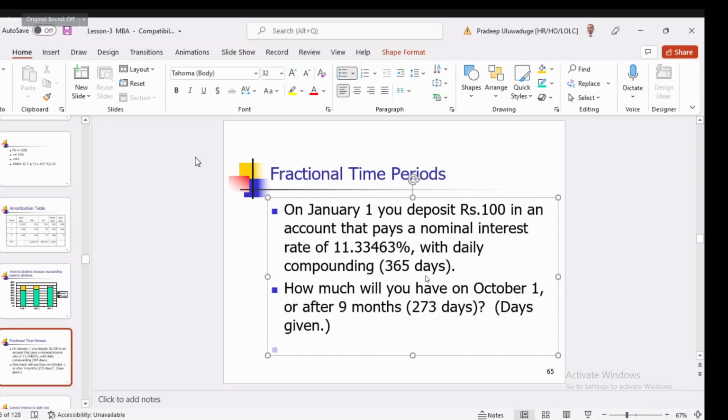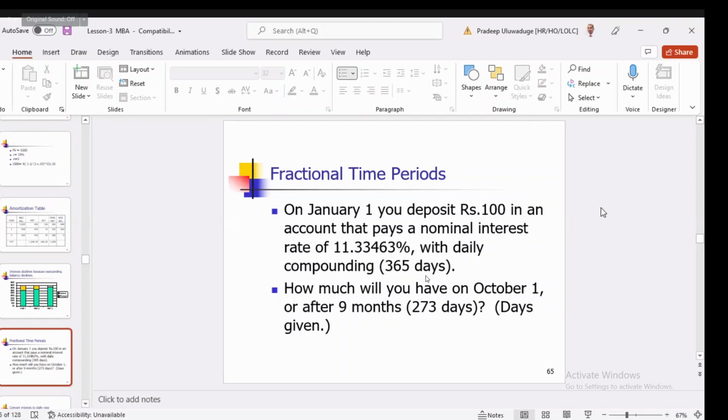On January 1st, you deposit 100 in an account that pays a nominal interest rate of 11.33463% with daily compounding. This is a 365-day year. How much will you have on October 1st, or after 9 months, or 273 days? 273 days. So we are not completing the year.